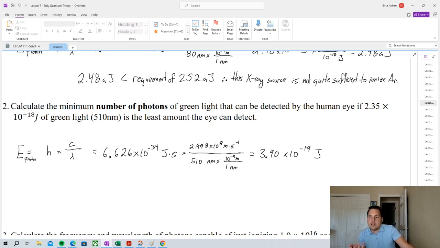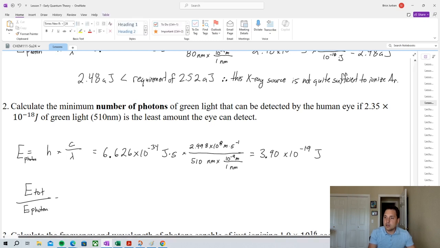And this number is less than the energy requirement that's needed to see the green light. That means we need more than one photon of the green light. So we can't detect a single photon, but we need a couple of them, right? So we'll have the energy requirement divided by the energy of a single photon, which will give us the number of photons.